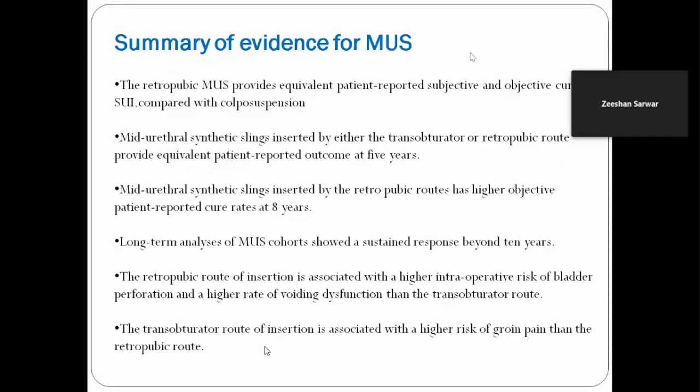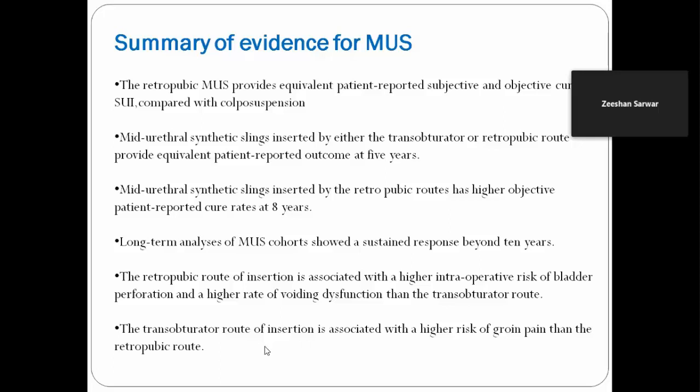And the summary of evidence for mid-urethral slings. The retropubic mid-urethral sling provides equivalent patient-reported subjective and objective cure of stress urinary incontinence compared with colposuspension. Mid-urethral synthetic slings inserted by either the transobturator or retropubic route provide equivalent patient-reported outcome at 5 years. Mid-urethral synthetic sling inserted by the retropubic route has higher objective cure at 8 years. The long-term analysis of mid-urethral sling cohorts showed a sustained response beyond 10 years.